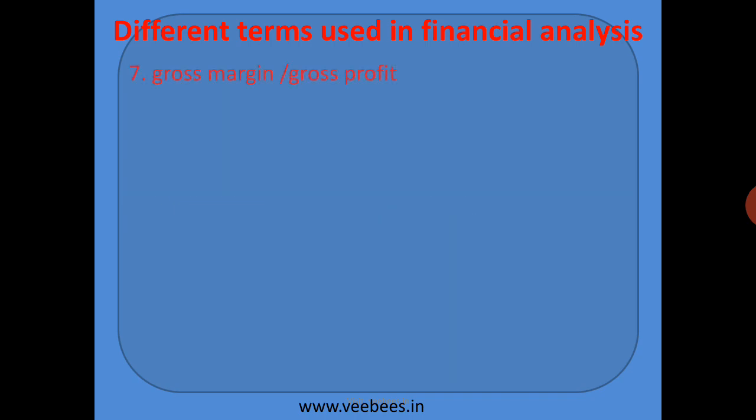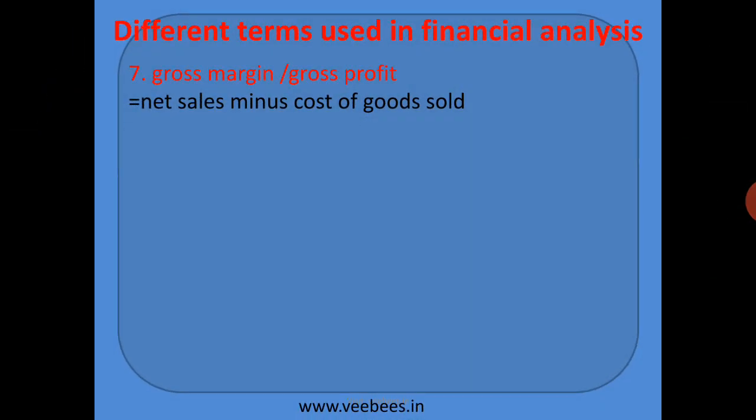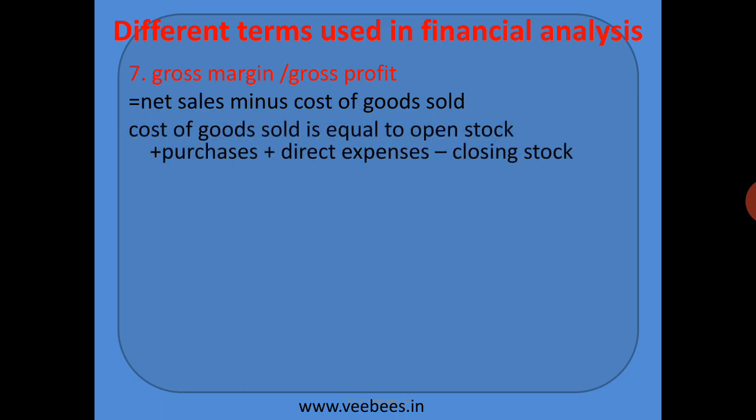Then another term is gross margin. Gross margin is gross profit. We know what gross profit is. Gross profit is equal to net sales minus cost of goods sold. Sales minus sales return is called net sales. Then cost of goods sold means opening stock plus purchase plus direct expenses minus closing stock, as we already know. So this is another term, gross margin.